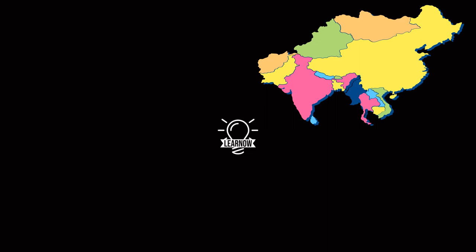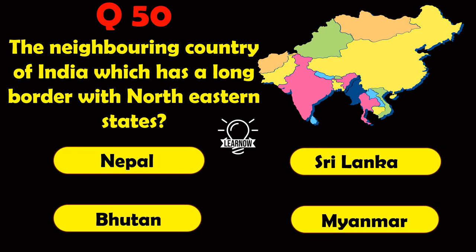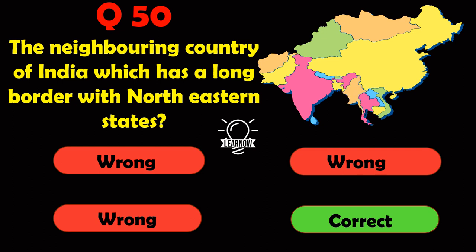This will be the last question for today. Question number 50. The neighboring country of India which has a long border with the northeastern states. Is it Nepal? No, Nepal is wrong. Is it Sri Lanka? Sri Lanka is in the south, so it is wrong. Is it Bhutan? No, Bhutan does not have a large border with the Indian northeastern states. So we are left with Myanmar. Myanmar is the country that has a large border with the northeastern states of India.